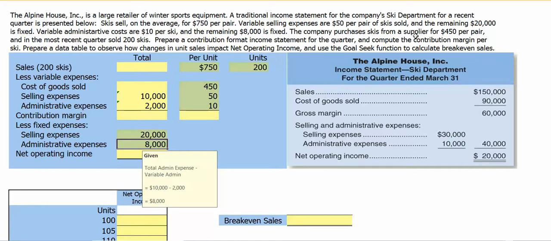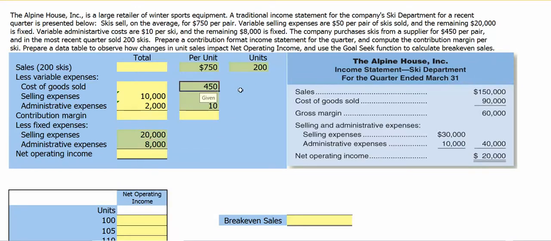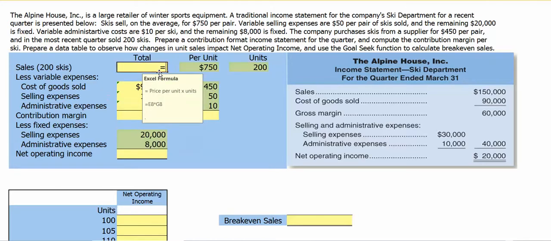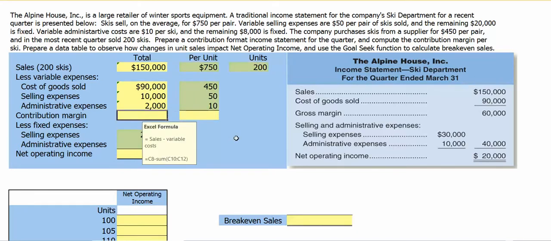The company purchases skis from a supplier for $450 per pair, and in the most recent quarter sold 200 skis. So again, that's given. So our cost of goods sold then would be the $450 per ski times 200 skis. Our total revenue would be our selling price of $750 per ski times our 200 units. And we can then calculate our total contribution margin, which is equal to our $150,000 in sales minus our total cost of goods sold minus our total variable selling minus our total variable admin.